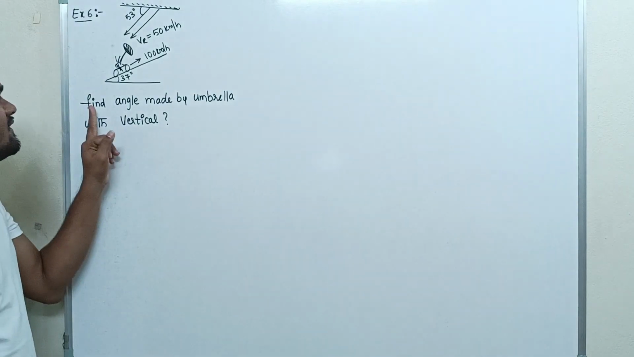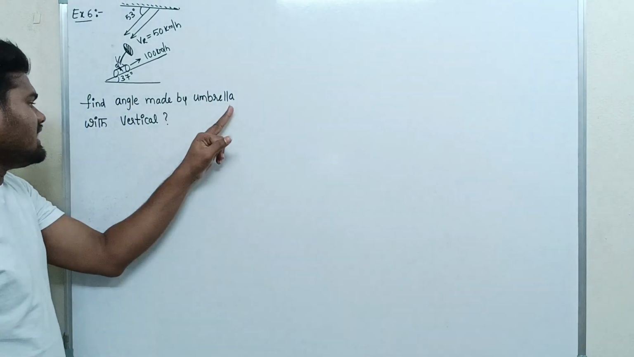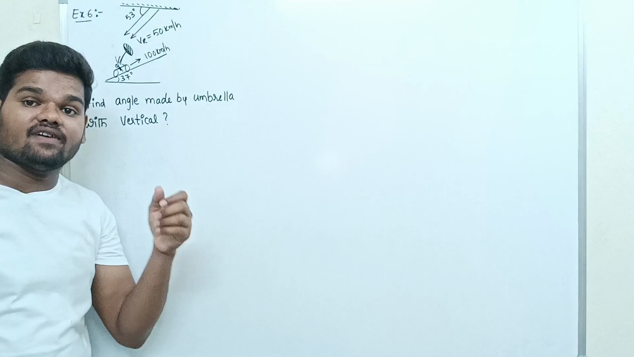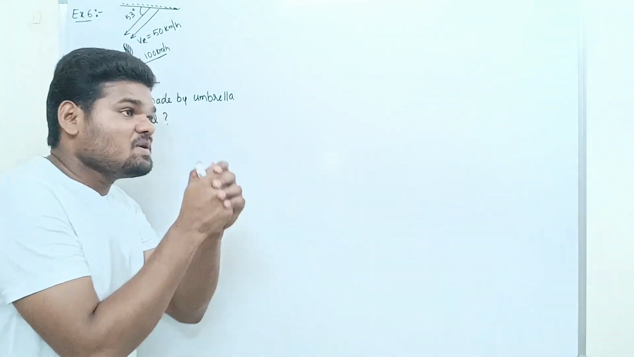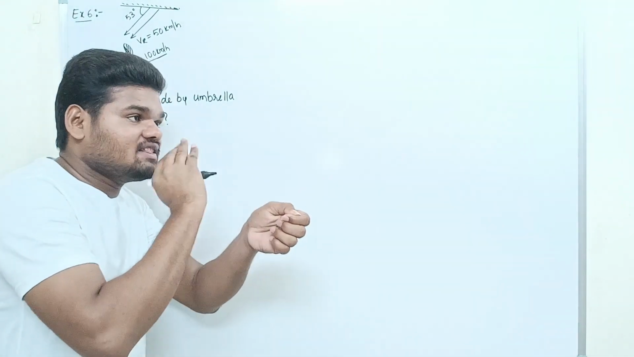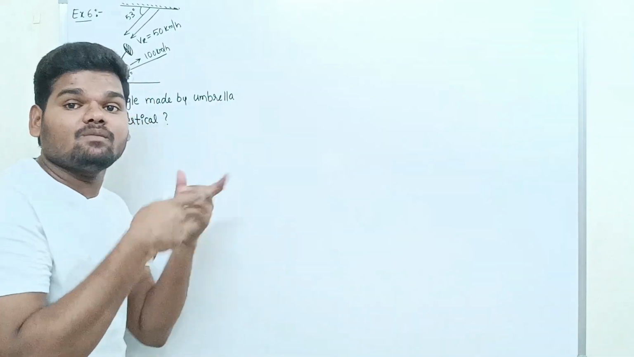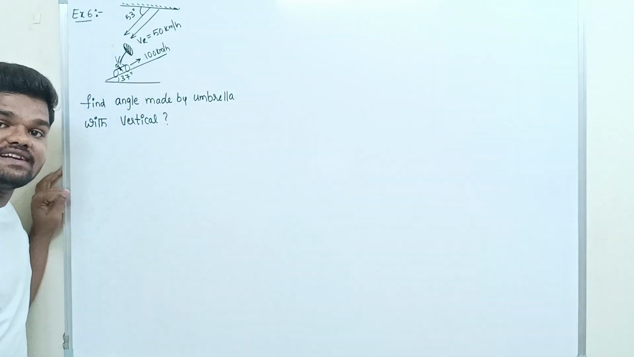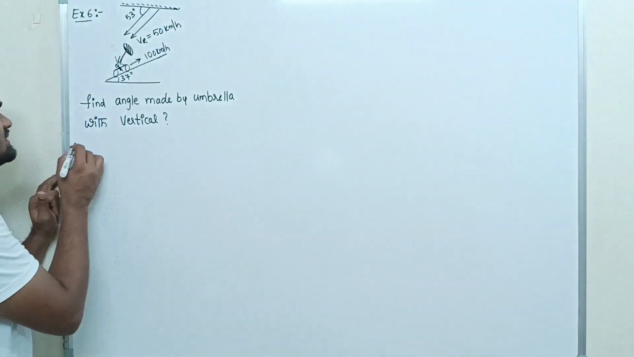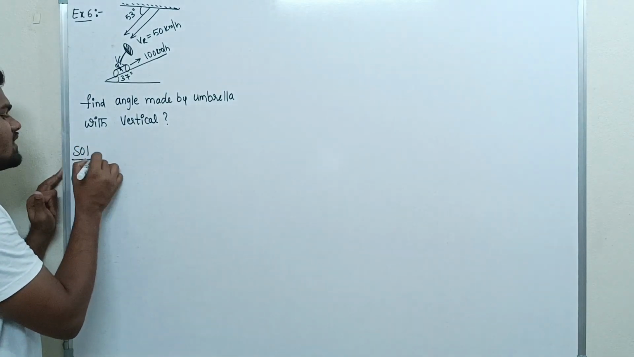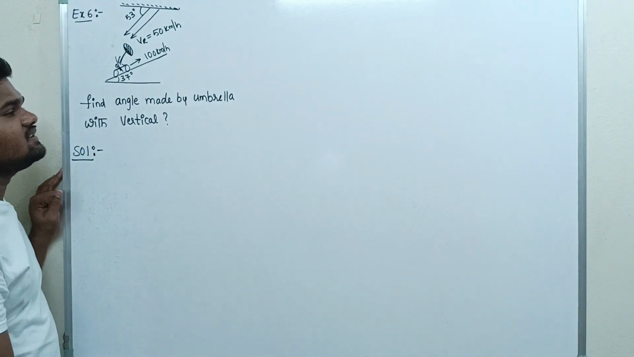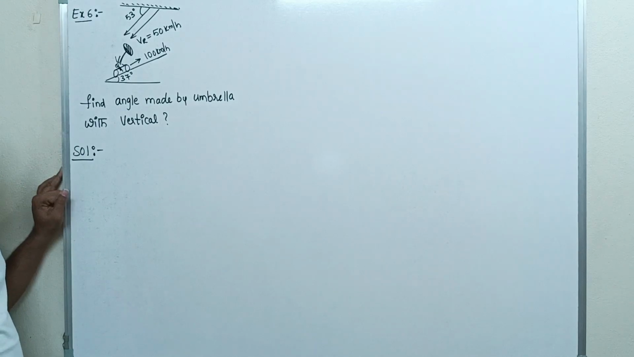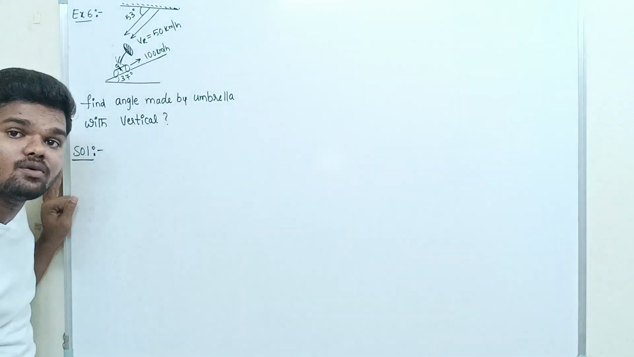What they are asking: find the angle made by the umbrella with the vertical. We have to find at what angle he has to place his umbrella with respect to the vertical to prevent him from the rain. That is the given question. So please pause the video and try the solution. 3, 2, 1, go.